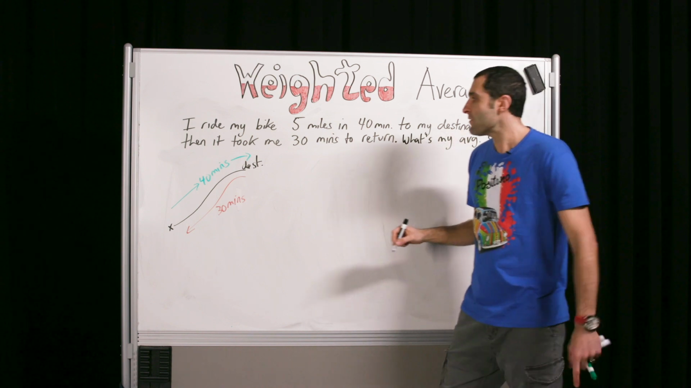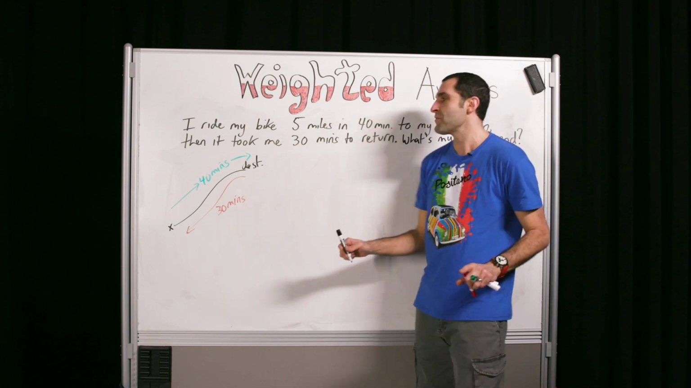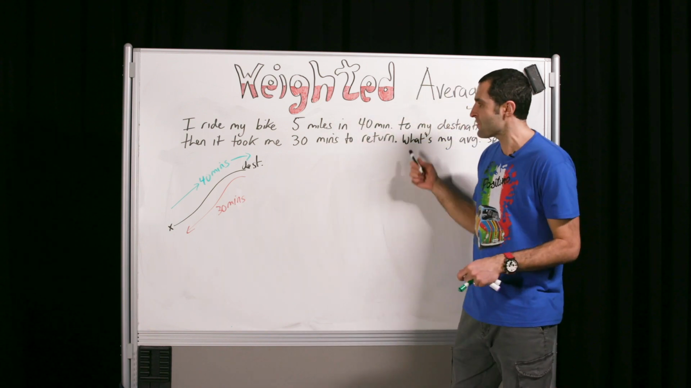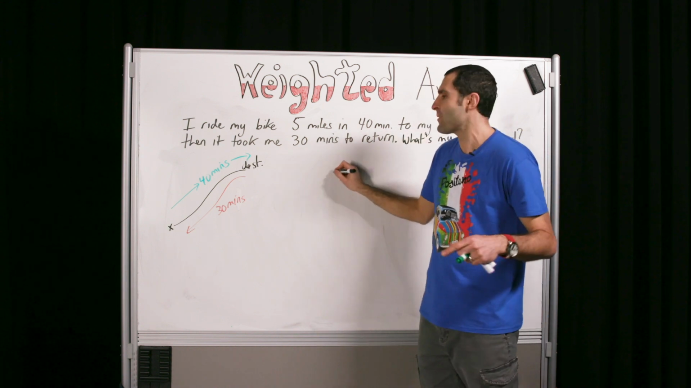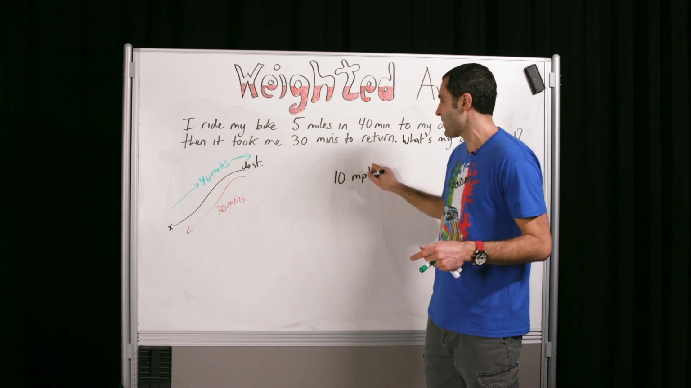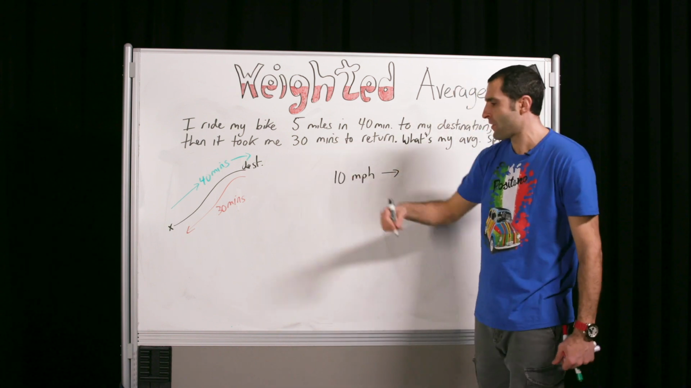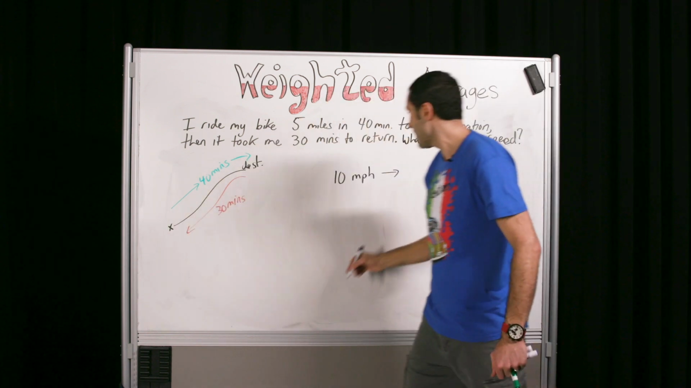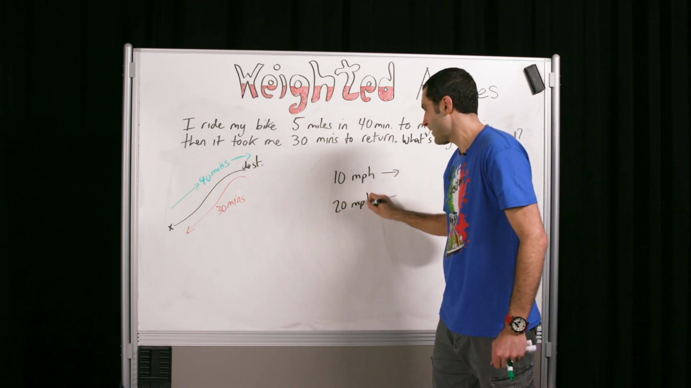Because I'll tell you right now, it's not the average of the two speeds. Which is so fascinating when I was learning this stuff and when I was teaching it. Let's just say hypothetically, I was going 10 miles per hour there, and then I was going faster back, because it was going downhill, vroom, took me less time. And then let's say it took me 20 miles an hour back.